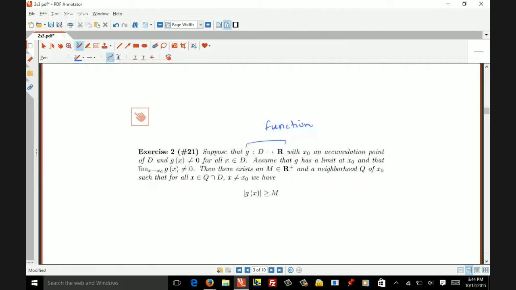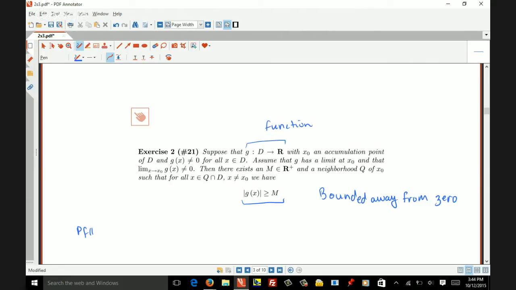Suppose that g takes D to R, x naught is an accumulation point of D, and g of x is not equal to 0 for all x in D. Assume that g has a limit, and that the limit as x goes to x naught of g of x is not equal to 0. Show that there exists an M in the positive reals and a neighborhood Q such that for all x in Q intersected with D, g of x is greater than or equal to M. So we have a lower bound. We call this bounded away from 0. So show that g is bounded away from 0.